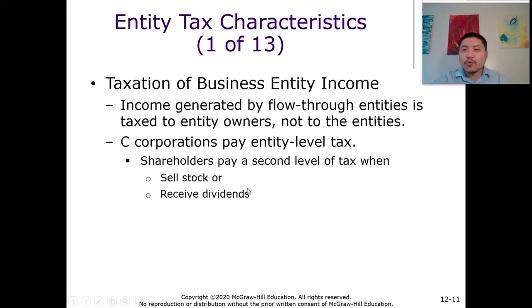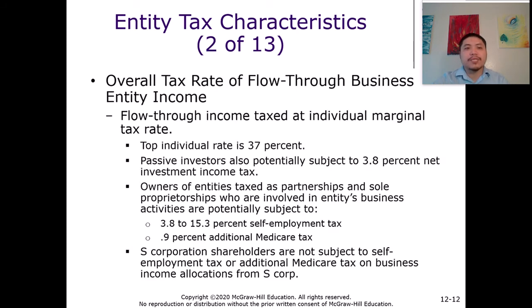And for flow-through entities, on the other hand, there's only one level of tax, right? Because the business income from the entities is not taxed at the entity level. Whatever income they make is going to flow through to the individual owners' tax returns, and they're going to pay tax at the individual taxpayer level. So a C corporation has double taxation, and that's kind of a drawback for this form of business.